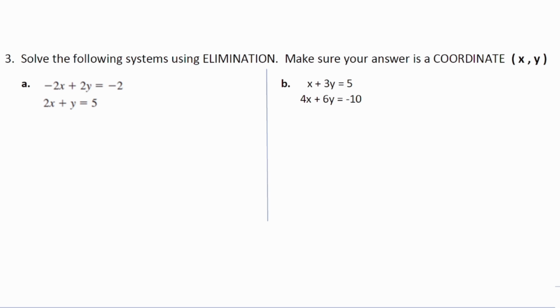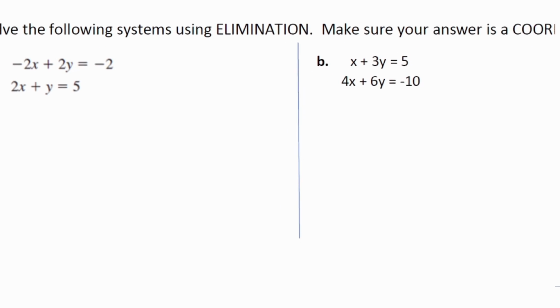All right, finally, again, I want you to pause the video, try on your own. This time we're solving using elimination. And again, make sure it's in a coordinate pair in the form of x comma y. Go ahead and pause and try on your own. All right, I'm going to go ahead and dive right in.